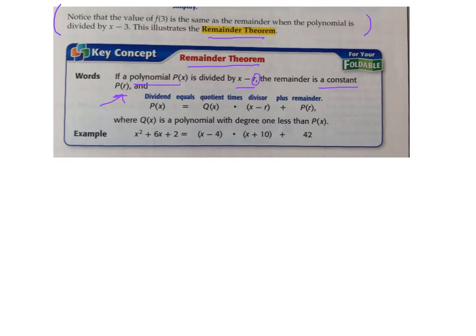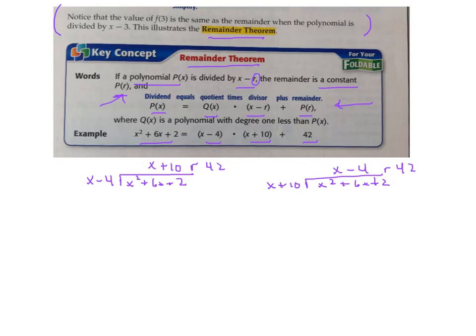is a constant. Then it goes down here to say this, that the dividend equals the quotient times the divisor plus the remainder, and it gives you this example. I would like to comment on this just for a minute. So if you take the dividend, which is the x squared plus 6x plus 2, and you were to divide either by x minus 4 or by x plus 10, your quotient, or the answer, would obviously be the other parenthesis group there, and in either case you would have remainder 42.